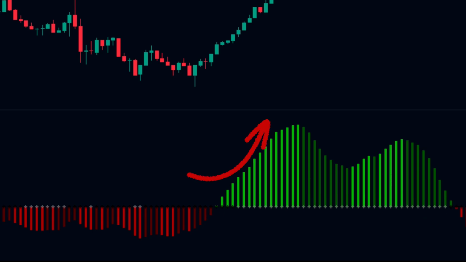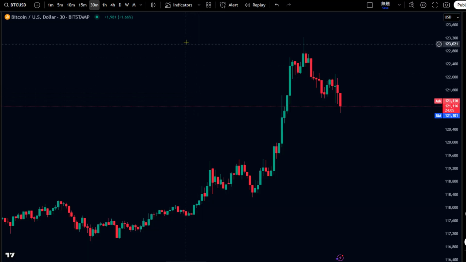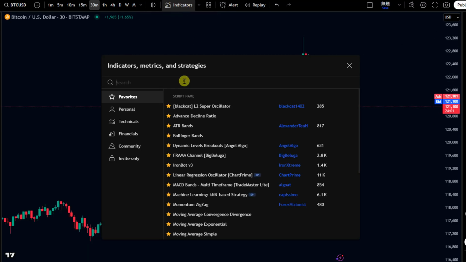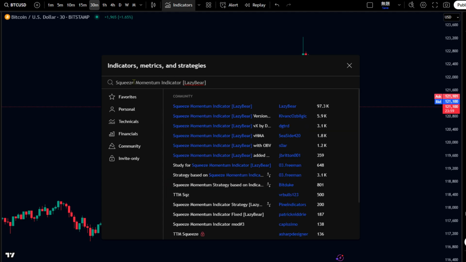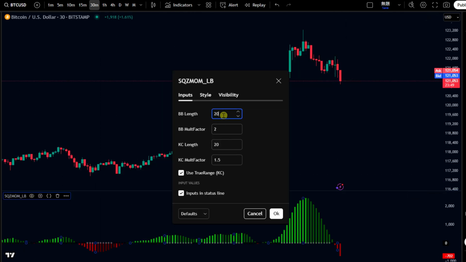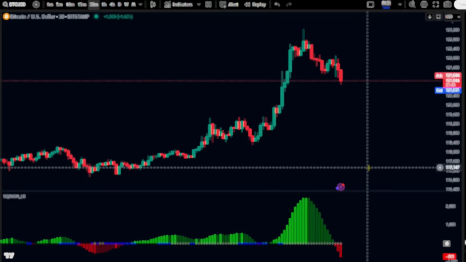If the histogram is above the baseline, go long. If it's below, go short. Here's how to set it up on TradingView. 1. In the indicator search bar, type Squeeze Momentum Indicator Lazy Bear. 2. Select the version created by Lazy Bear. 3. In the settings, change the BB length to 27. This adjustment gives you a more stable squeeze detection.